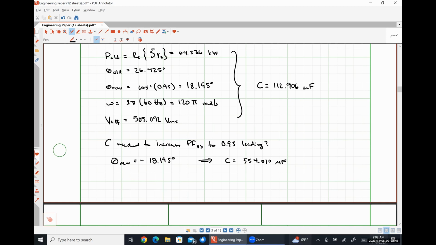So from the electric utility standpoint, it really doesn't care if your power factor is 0.95 lagging or 0.95 leading. It just wants it to be as close to 1 as possible. The most economic way to do this is to operate at a lagging power factor because it's going to require a smaller capacitor to get there.